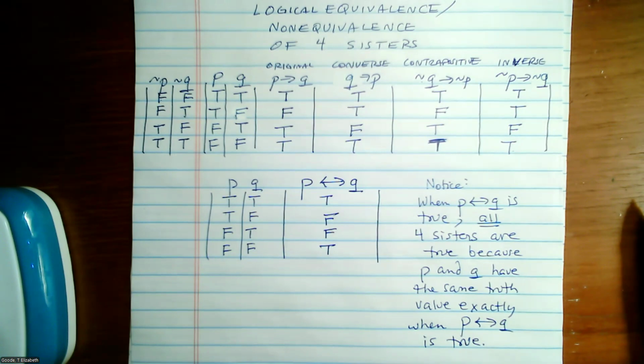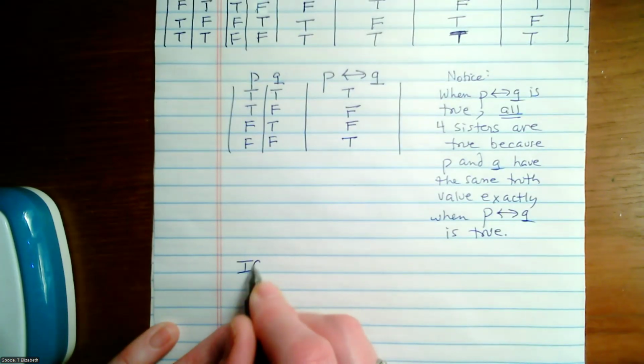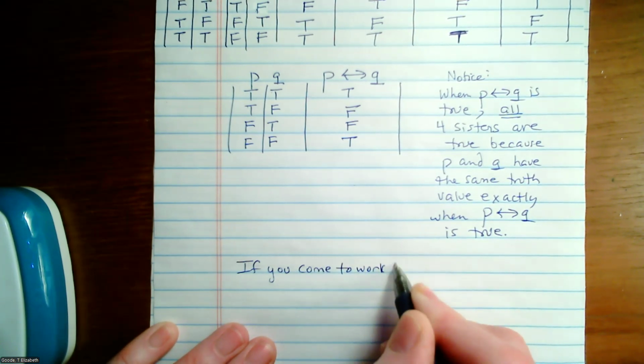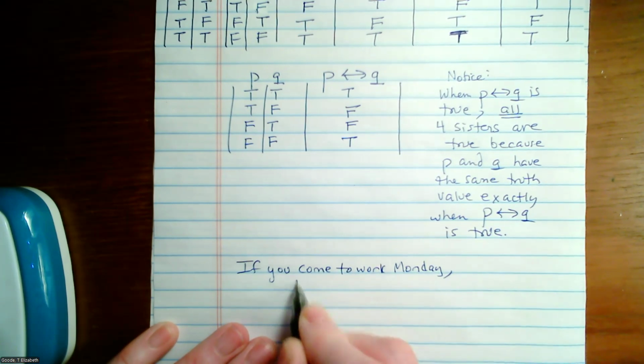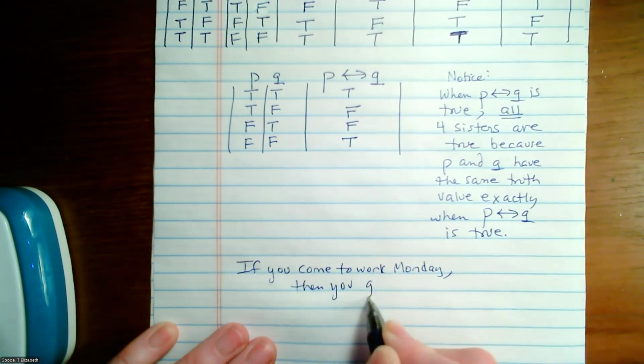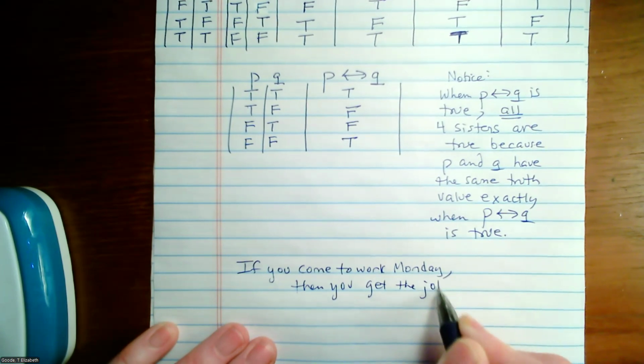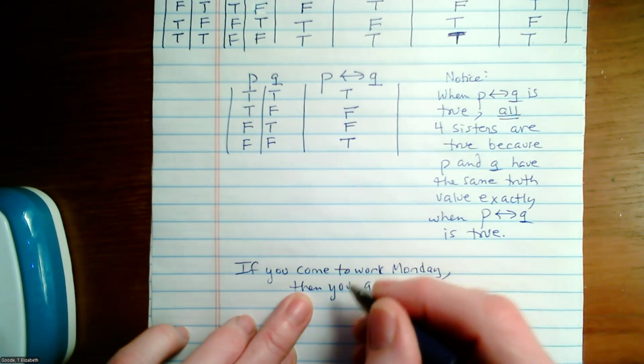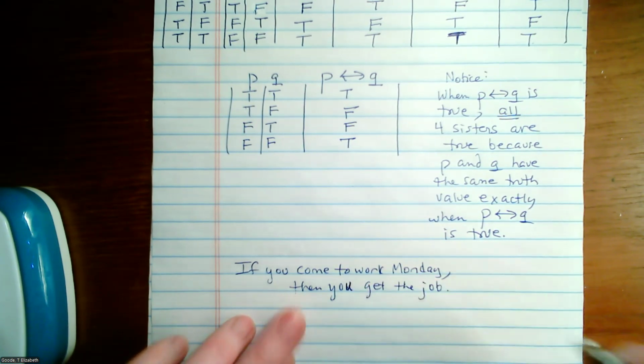Contrapositives, no matter what the context, are always logically equivalent to one another. So if you didn't get the job, then you didn't go to work on Monday. Because that statement was, if you come to work Monday, then you get the job. That is the same thing as saying, if you didn't get the job, then you didn't come to work on Monday.